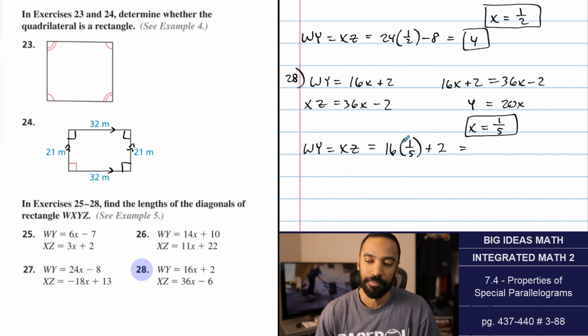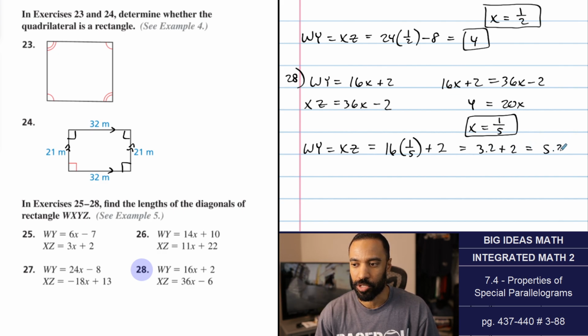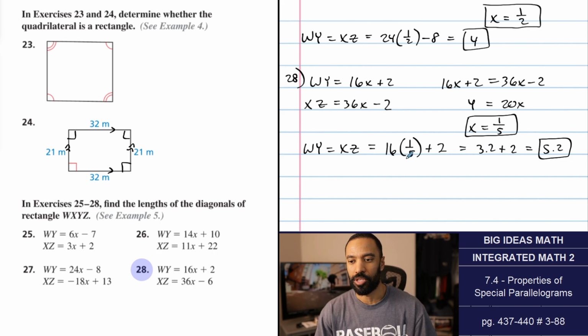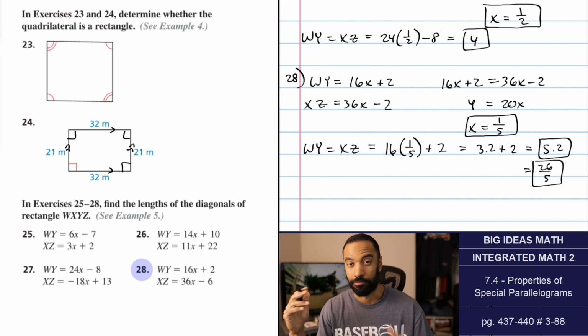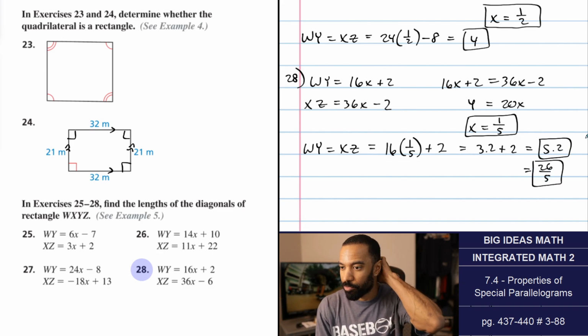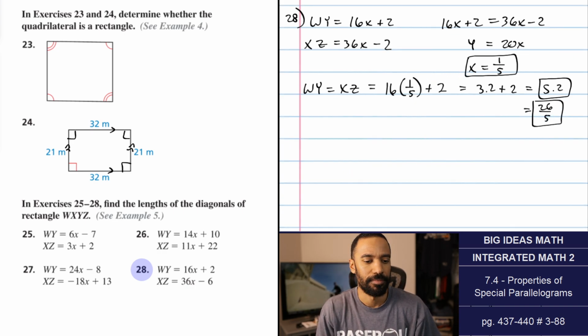But 16 divided by 5 is 3.2. This time I'm actually going to write that. Plus 2, which is 5.2. So 5.2, but you can also do 26/5, like that, 5 1/5. 5.2 works there. As long as it's exact, it's not bad to work off of there. All right.